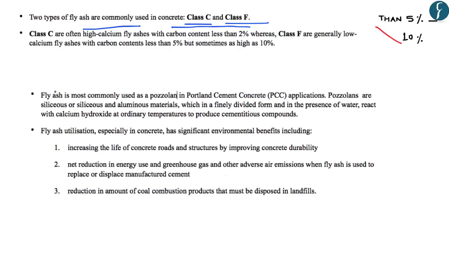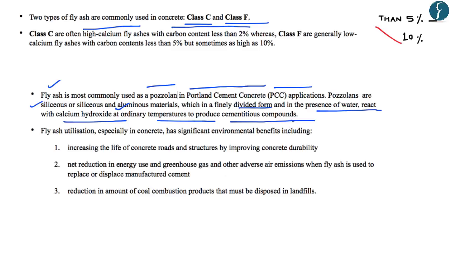It further highlights that fly ash is most commonly used as pozzolan in Portland cement concrete applications, where pozzolans are materials having silica or aluminium, which in a finely divided form and in the presence of water react with calcium hydroxide at ordinary temperatures to produce cementitious compounds. Thus, pozzolans in the presence of water react with calcium hydroxide at ordinary temperature in order to produce cementitious compounds.